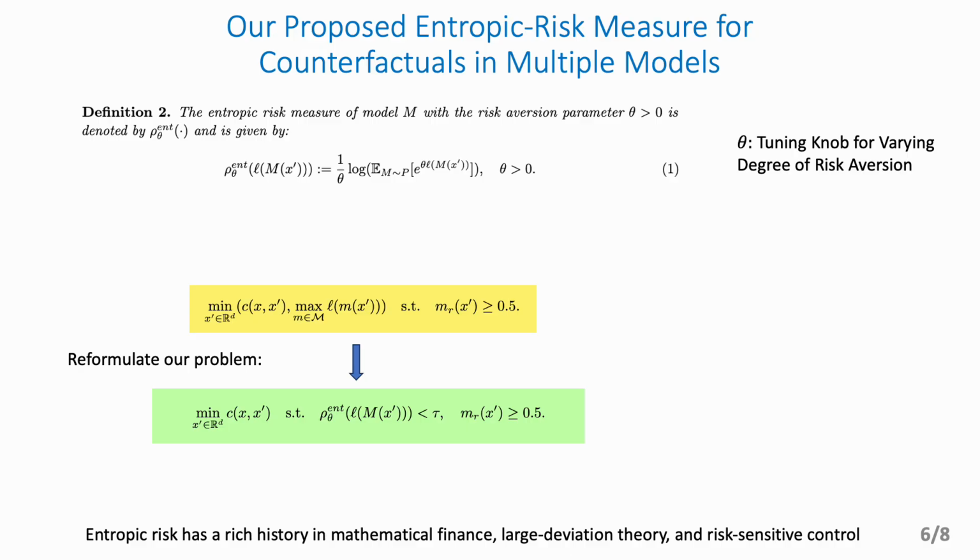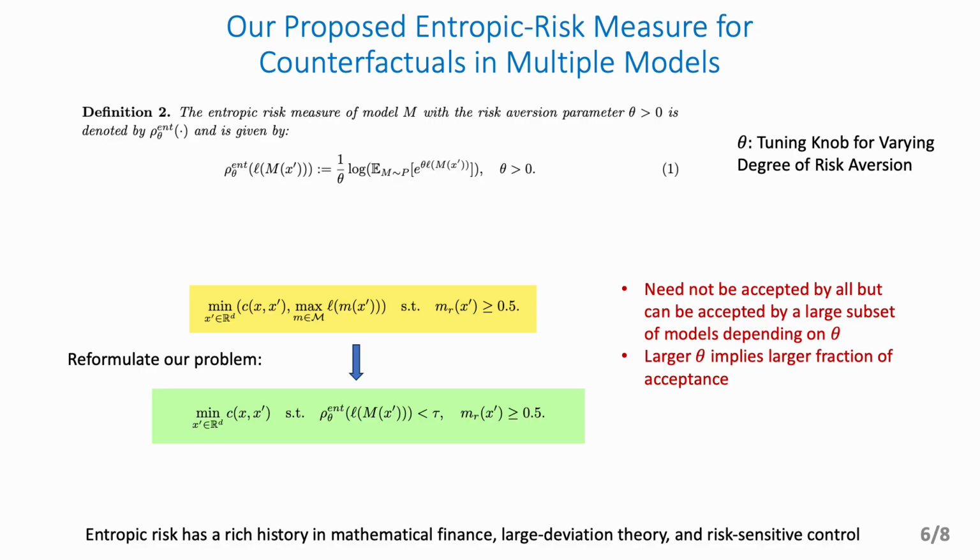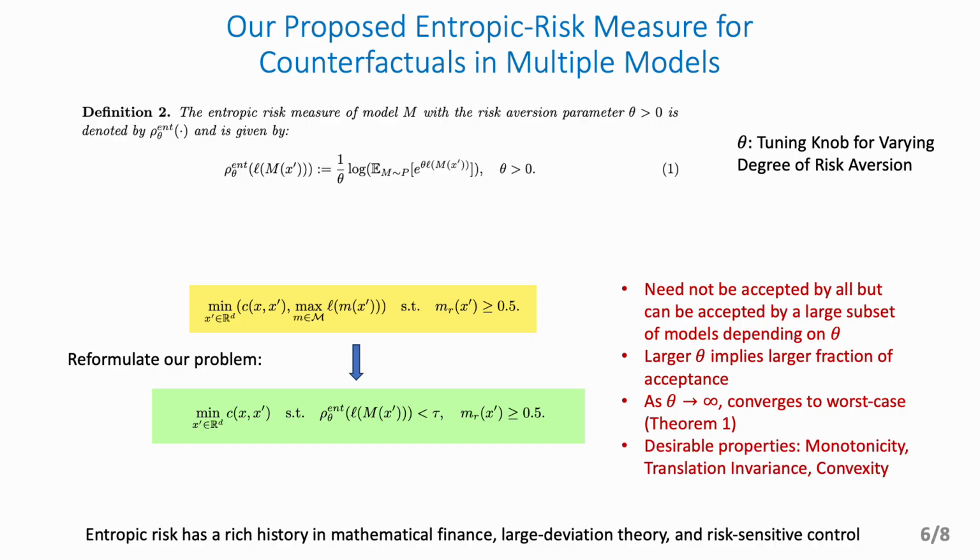So the significance of this approach is that we need not get accepted by all the models, but we can still get accepted by a large subset of models depending on theta. The larger value of theta that we choose, the larger fraction of acceptance we get. We also show that in fact if this theta tends to infinity, our optimization converges to the worst case formulation. The entropic risk measure also has several mathematical properties like monotonicity, translation invariance, and convexity, which are highly desirable for this application.